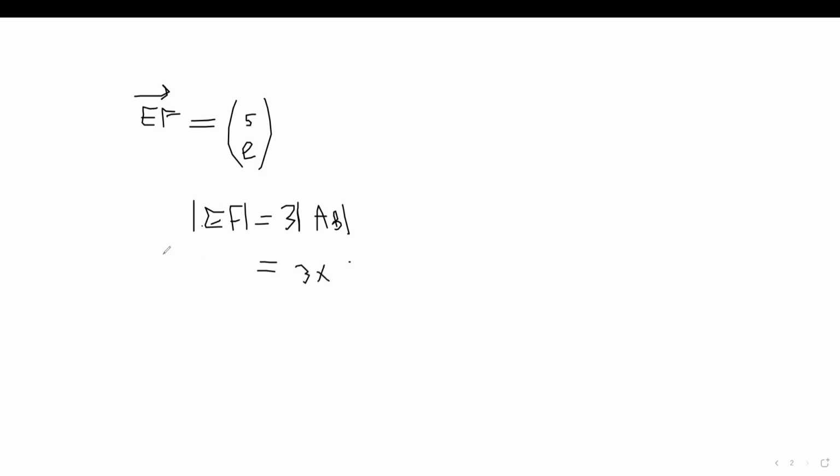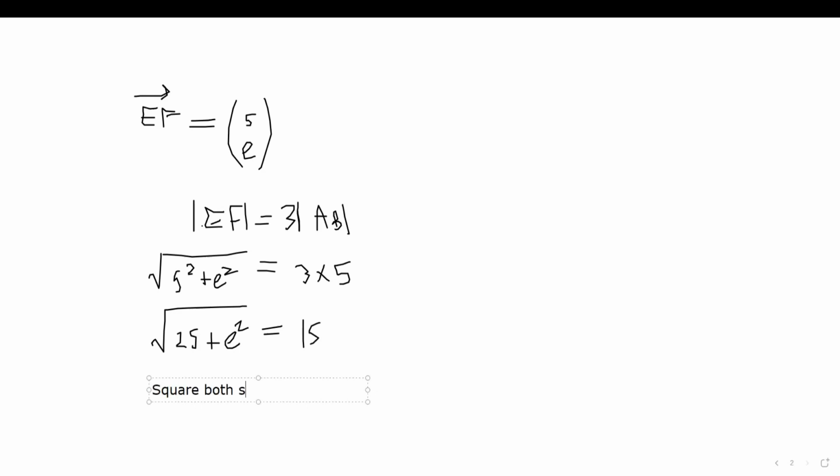Then that is equal to the magnitude of EF. Well, EF is the square root of 5 squared plus e squared. So once we work this out, we get that the square root of 25 plus e squared is equal to 3 times 5, which is 15. Now we're trying to get rid of this square root, so we'll square both sides. When you square both sides, the square cancels the square root. So what you're going to get is 25 plus e squared, being square rooted, and we'll square this side.